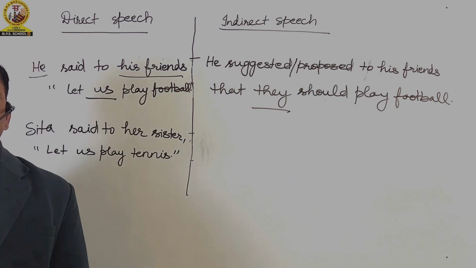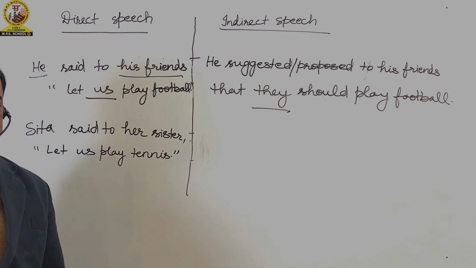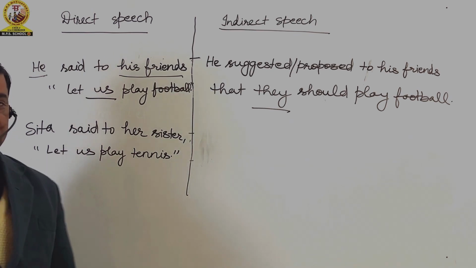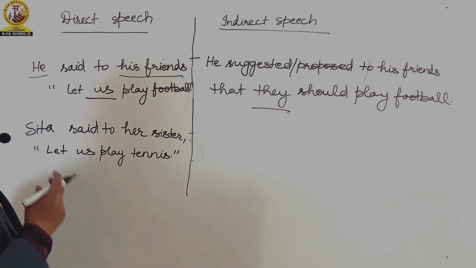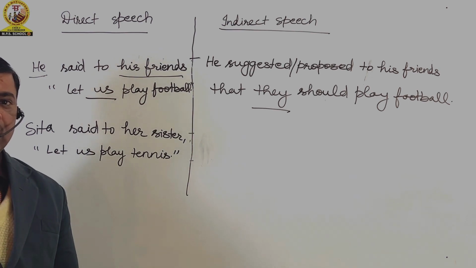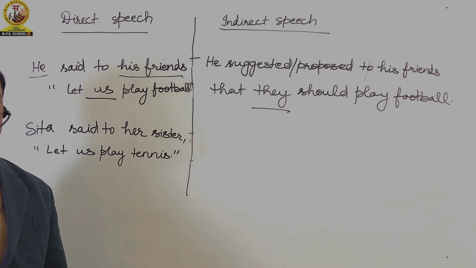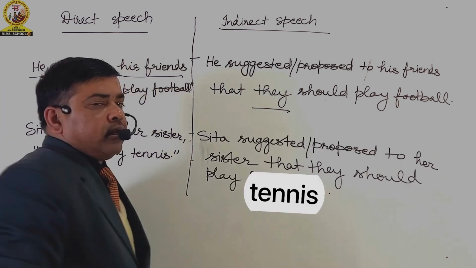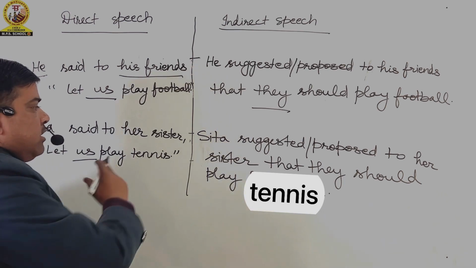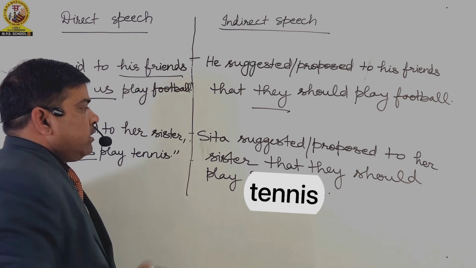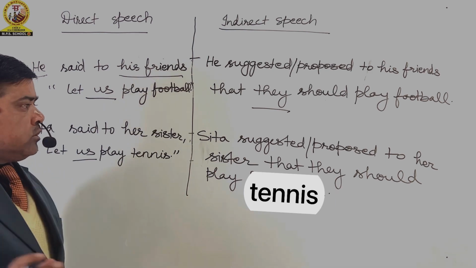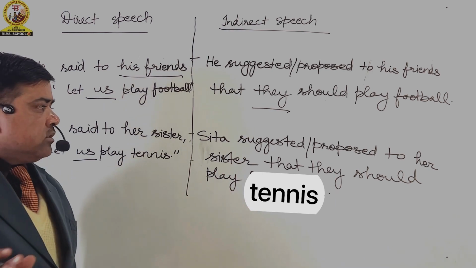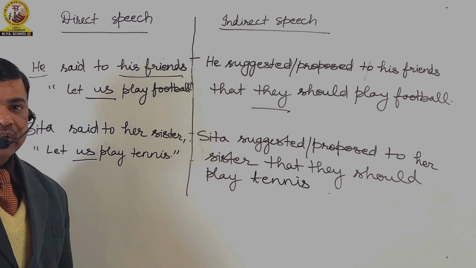As the next example in direct speech, I have taken the sentence: Sita said to her sister, let us play tennis. Here also we are seeing that the subject and the object of the reporting verb both are in the third person. So by replacing us, we will use they. And the indirect speech of the given sentence will be: Sita suggested or proposed to her sister that they should play tennis. Now you can take its screenshot.